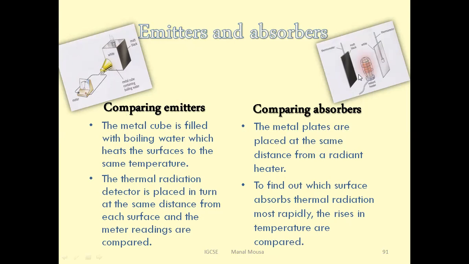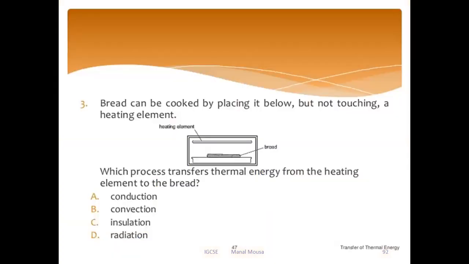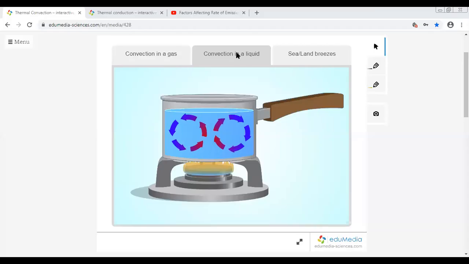The second experiment here compares the absorbing of radiation. The metal plates are placed at the same distance from the heater to find out which surface absorbs thermal radiation most quickly and rapidly. The rises in temperature are compared to find which one is the best absorber, and which one is the bad absorber of the radiation. Now, before this question, I'll share with you a nice video about the factors that affect thermal radiation.